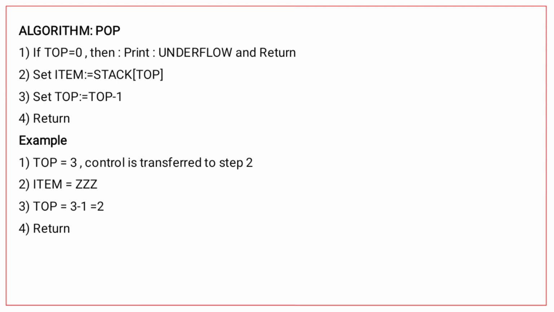Now consider one example. Consider the stack as shown in figure. We simulate the operation pop stack comma atom. Step 1, top equal to 3, control is transferred to step 2. Step 2, atom equal to triple Z. Step 3, top equal to 3 minus 1 equal to 2, and fourth step, return. In the example, triple Y is the top element in the stack.